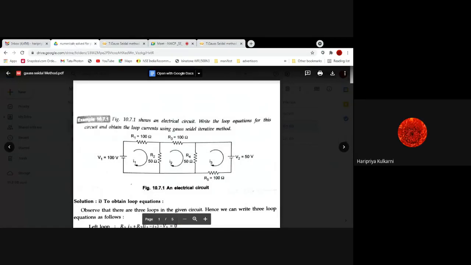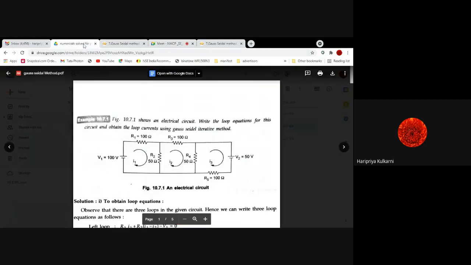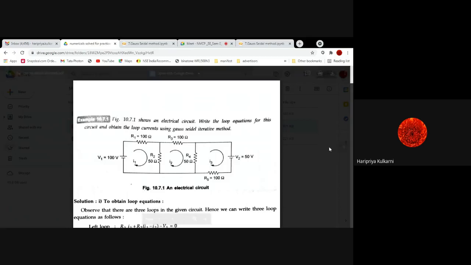Good afternoon, students. Today we will see the Python coding for a Gauss-Seidel method. I am going to take an electrical application. First of all, we'll discuss how we will solve the numerical manually, and then the same numerical we have to solve with Python coding. For example, this is the numerical.